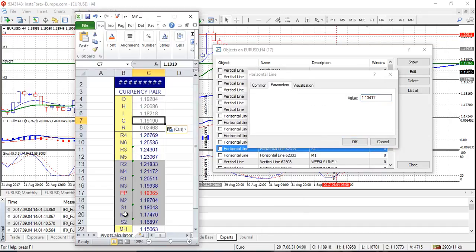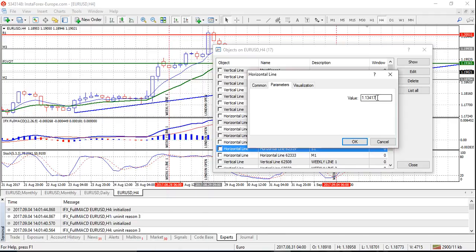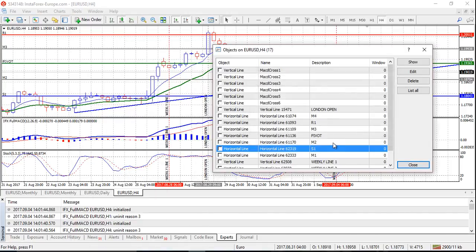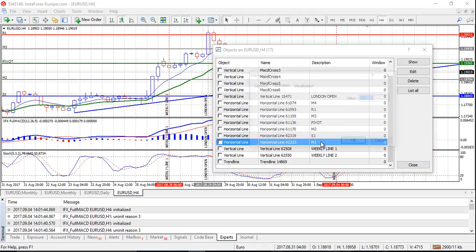So you have S1 here, 18043. Cross check that. 18043. Then the last one is M1.